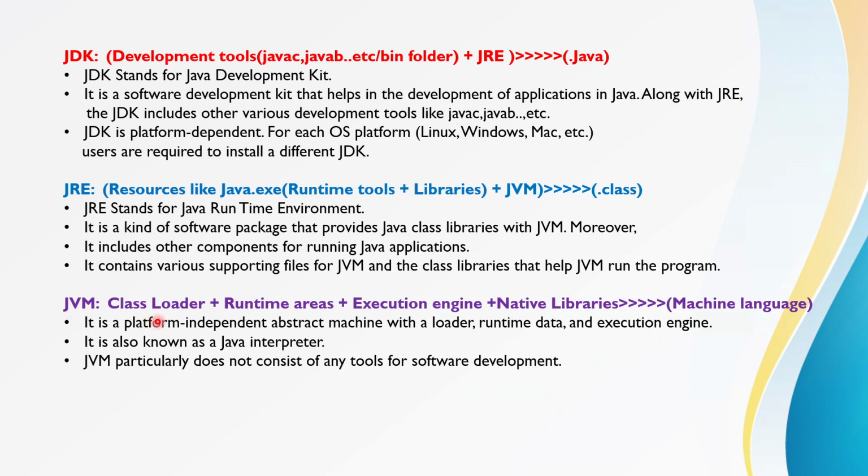Next, the JVM. JVM is a combination of a class loader, runtime areas, execution engine and native libraries. These all are present in the JVM. It is a platform-independent abstract machine with a loader, runtime data areas and execution engine. It is also known as the Java interpreter. The JVM particularly does not consist of any tools for software development.